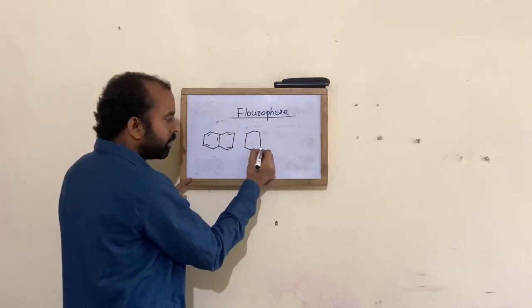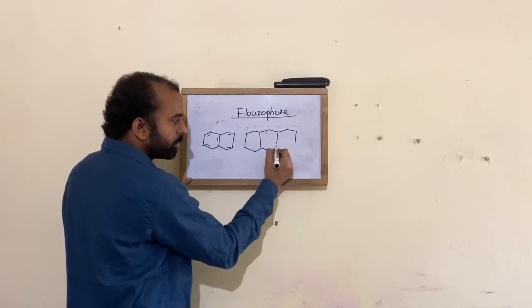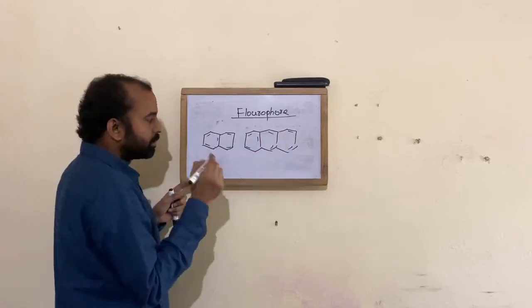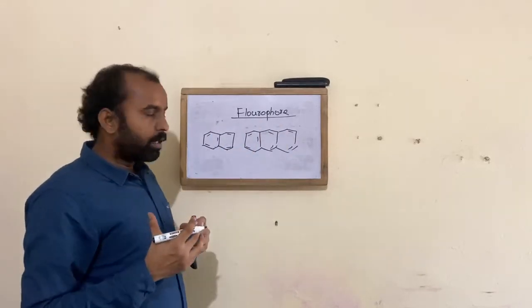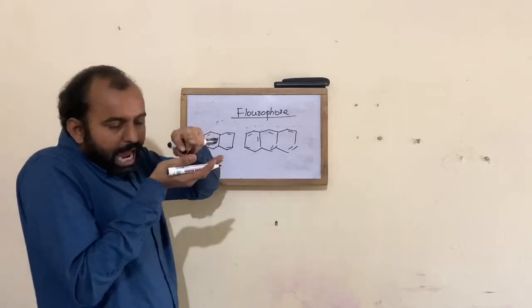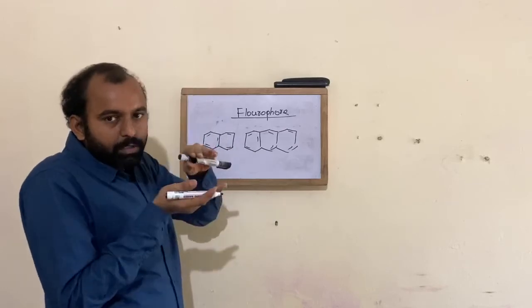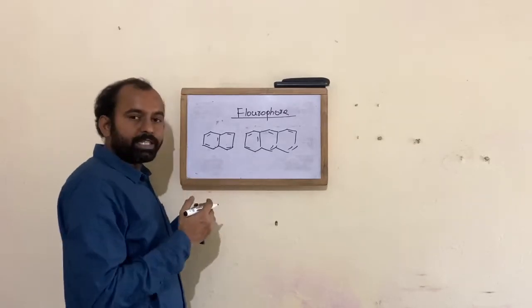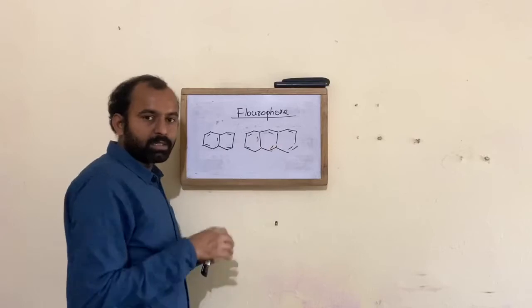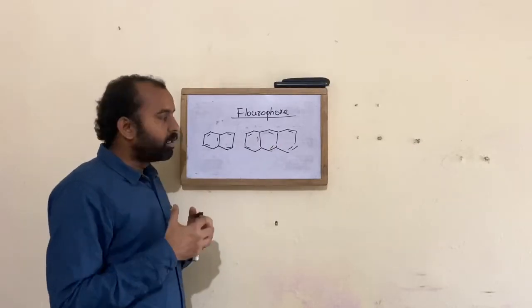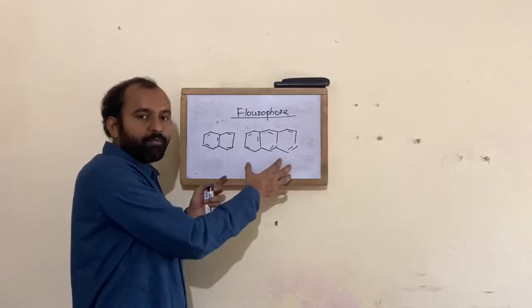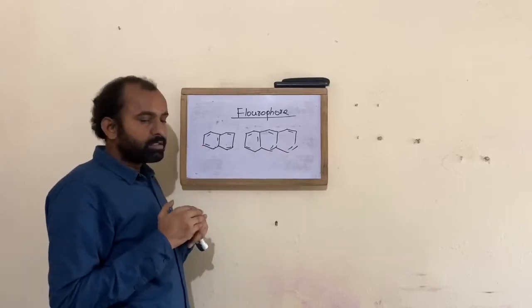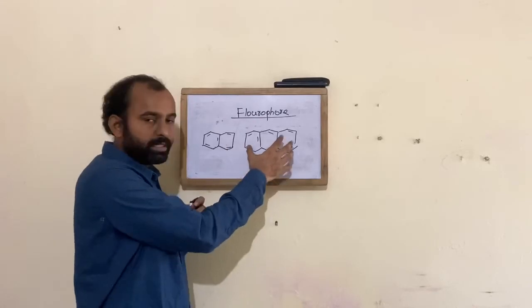Now when you increase the number of rings and number of conjugations, again the fluorophoric strength increases. That means the energy gap between the ground state and excited state is reduced, and the energy of absorbance is reduced and the wavelength is increased. So the fluorescence intensity is increased, absorption energy is decreased, and wavelength is very high. The emitted photon will have larger wavelength, lower energy, and in these molecules the energy gap between the ground state and excited state is very minimum.